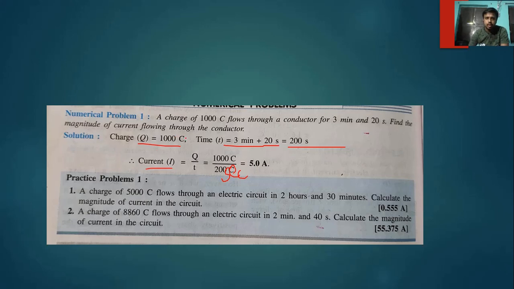So the current flowing through the conductor in 3 minutes and 20 seconds is 5 ampere. Okay, next one, the second problem.